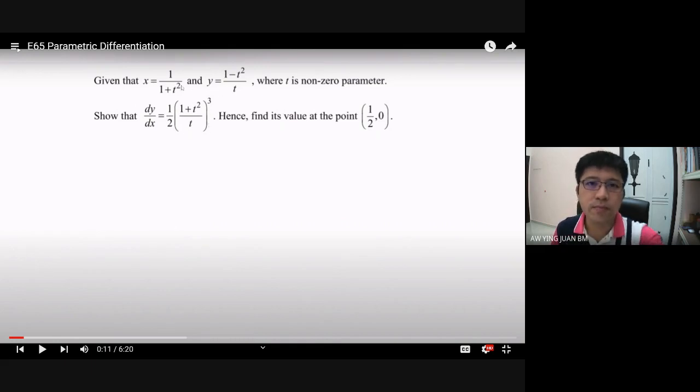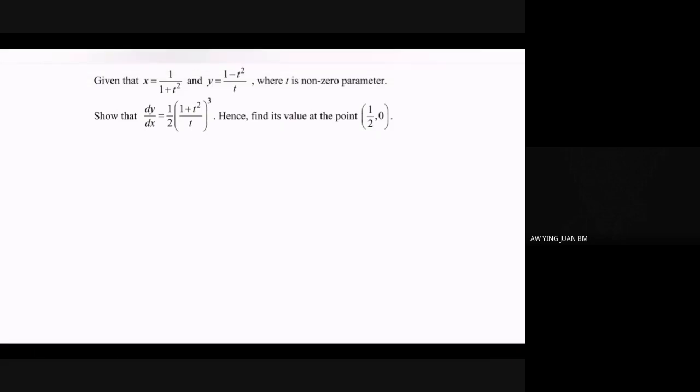Beri perhatian. So given that x is equals to 1 over 1 plus t squared and y is equals to 1 minus t squared over t, where t is a non-zero parametrics, show that the first derivative is equals to 1 over 2 bracket 1 plus t squared over t power 3. Hence, find its value at the point half 0.